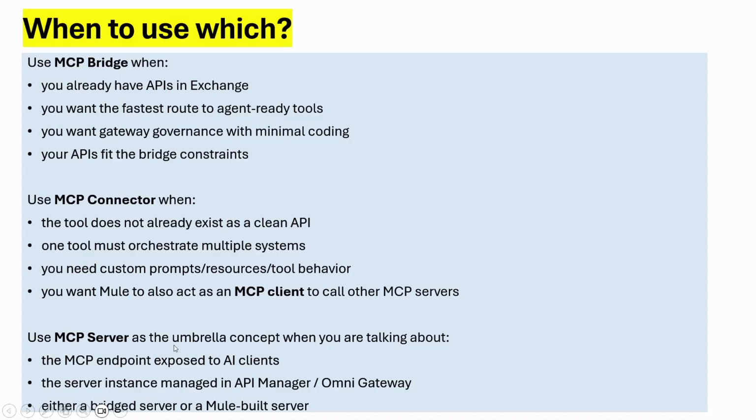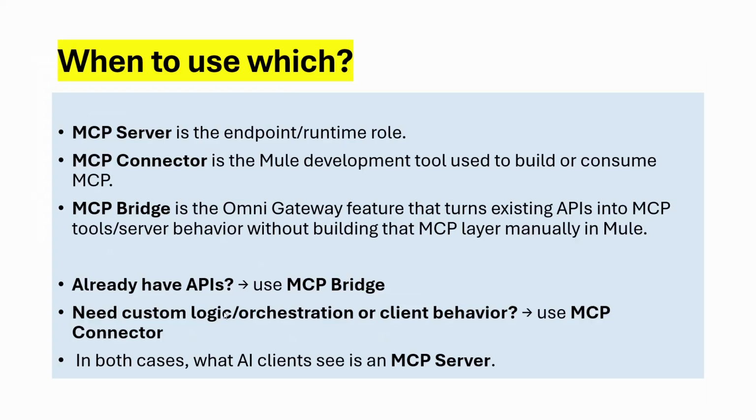And MCP server is an umbrella concept when you are talking about an MCP endpoint exposed to AI clients, and the server instance managed in API Manager or Omni Gateway. MCP server is not a separate concept, as I said, but it is a combination. It will come as a combination with MCP Bridge and MCP Connector to deploy that application. So MCP server is the endpoint or runtime role or engine actually. MCP Connector is a Mule development tool used to build or consume another MCP. MCP Bridge is an Omni Gateway feature that turns existing APIs into different MCP tools and server behavior. So these are the main differences.